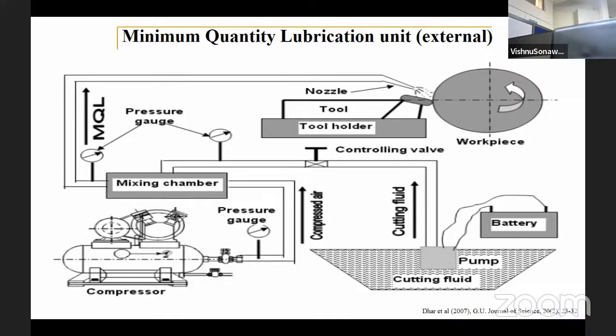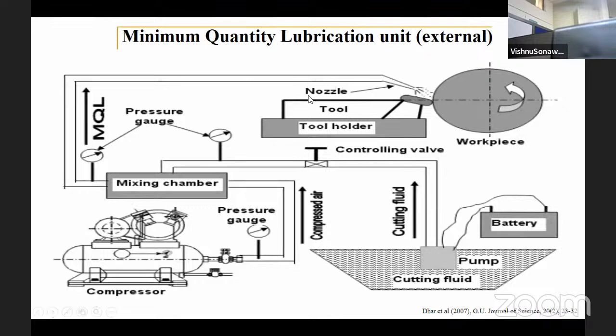Here it will be supplied in the form of minimum quantity lubrication, and we can check the entrance pressure and the exit pressure. This mixture of air and lubricant will be supplied through the nozzle at the end, at the interface between the cutting tool and the workpiece. This is the tool holder, this is the workpiece, and this is the external minimum quantity lubrication unit. It is connected behind the machine tool.